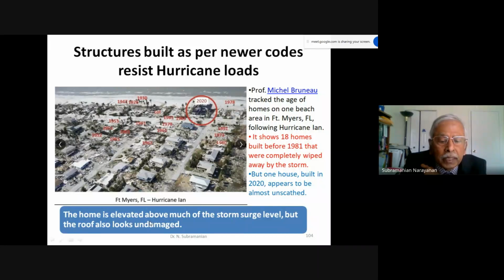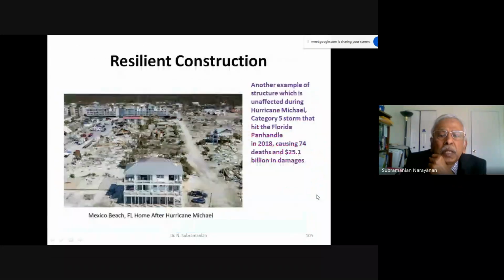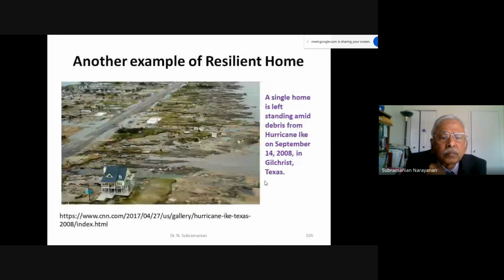The home is elevated above much of the storm surge level, but the roof also looked undamaged. So that shows that the current codes are better at resisting the damage due to hurricanes. Once again, here is another example which was unaffected during Hurricane Michael, a Category 5 storm that hit the Florida Panhandle in 2018, causing 74 deaths and $25.4 billion in damages. Another example of a resilient home.